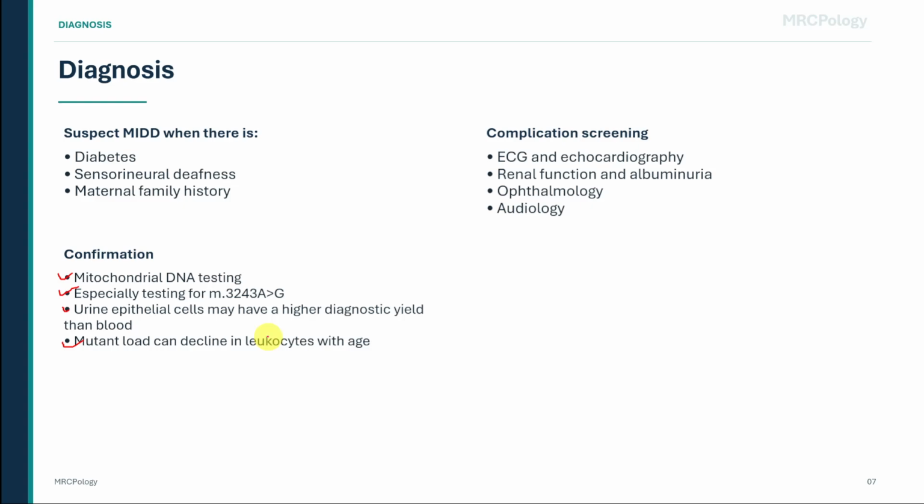Once MIDD is diagnosed, assessment should not stop with glucose and hearing. Cardiac screening should include an electrocardiogram and echocardiography to look for conduction disease or cardiomyopathy. Renal assessment should include renal function and measurement of albuminuria. The patient should also undergo ophthalmological assessment for retinal or macular disease and formal audiological assessment to measure the severity and progression of hearing loss. Now let us move to treatment.